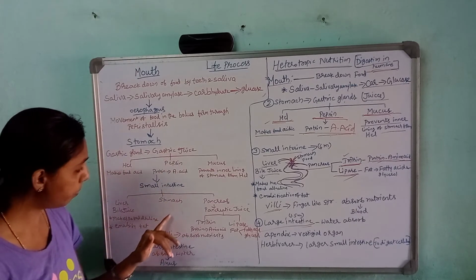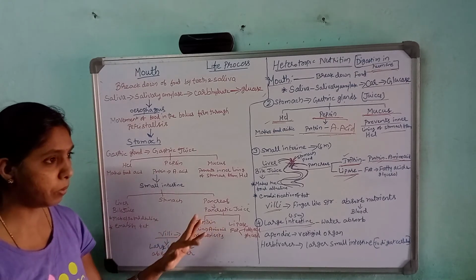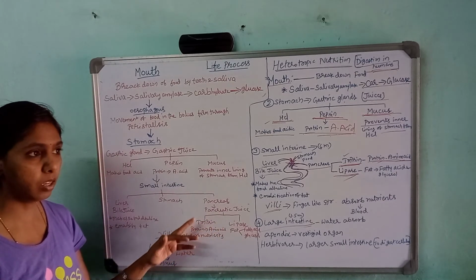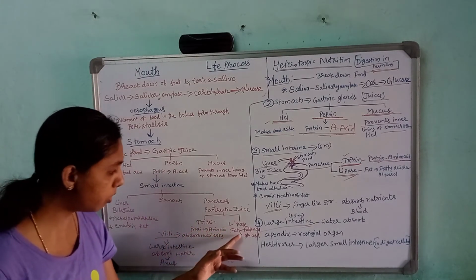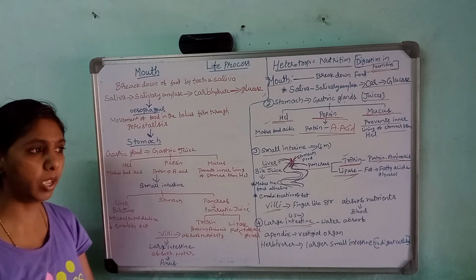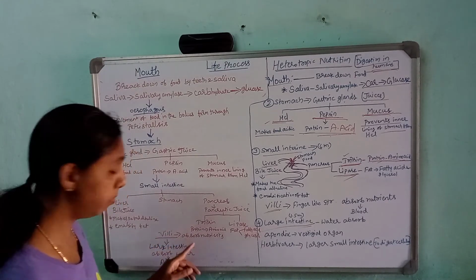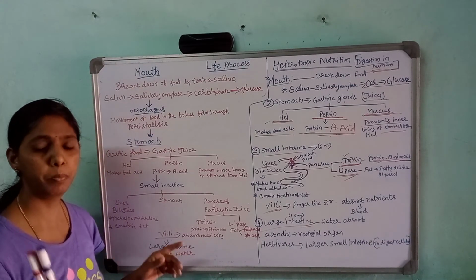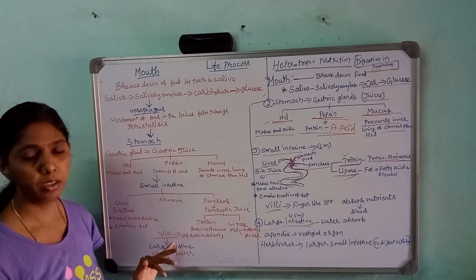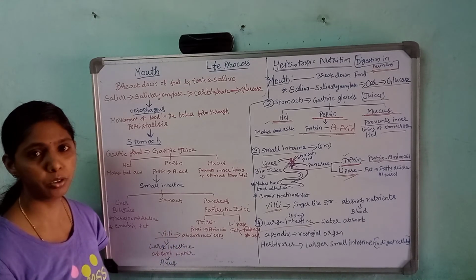Then come to the pancreas. The pancreas produces pancreatic juice. Trypsin and lipase are the enzymes here. Trypsin converts protein into amino acids. Lipase converts fat into fatty acids and glycerol. Then villi. In the small intestine there are finger-like projections called villi. They absorb the nutrients, and the nutrients are passed into the blood.